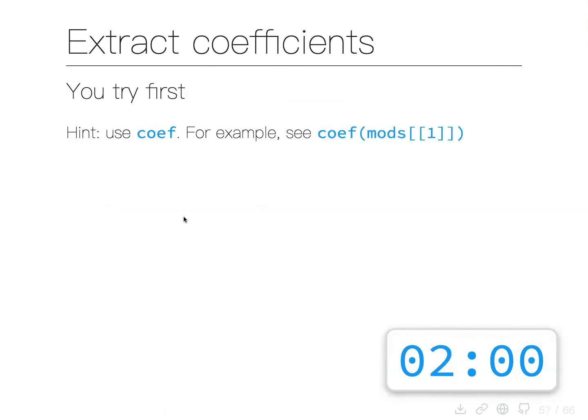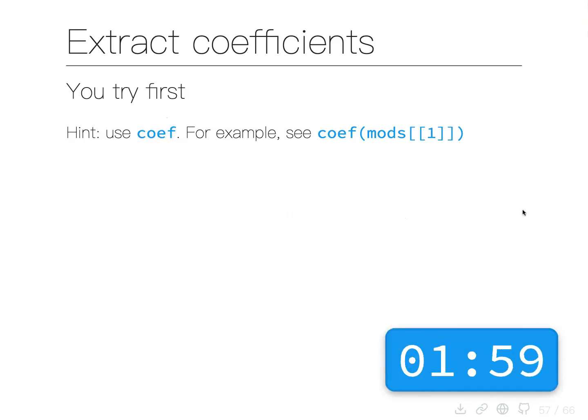Now you can extract the coefficients with the coef function. I'll give you 2 minutes, try to extract the coefficients from all the models. So basically you're going to apply this coef function to each model. 2 minutes.